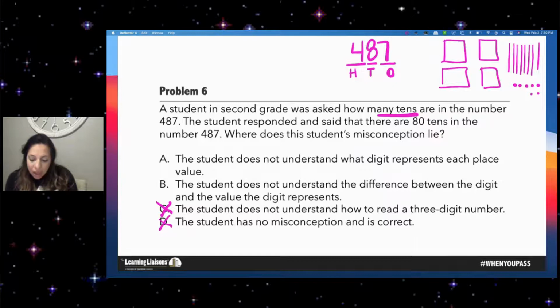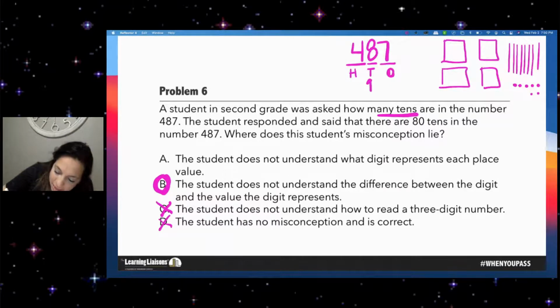The student does not understand the difference between the digit and the value the digit represents. There's our answer. Because the student thinks that because this is an 8, that there are 80 tens because it equals 80. The value of that digit is 80, but there's only 8 tens.